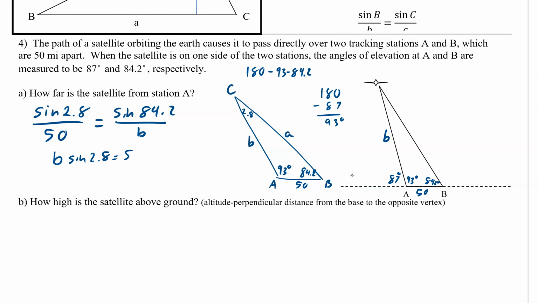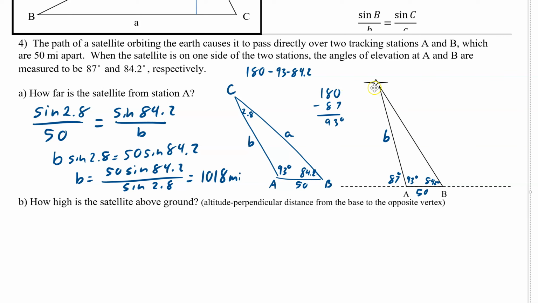And you're probably already good at this where you can just rewrite it, but I'm going to take my time here. So we get 50 sine of 84.2 divided by sine of 2.8. Plugging that in our calculator gives us 1,018, and this is miles. So this satellite is 1,018 miles from A, from here to here.